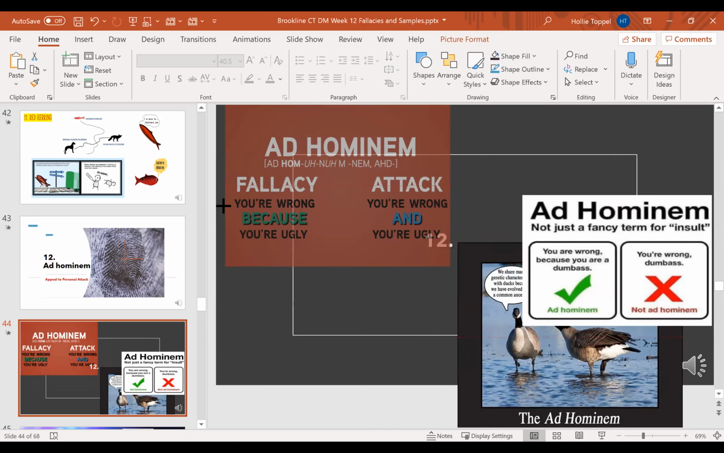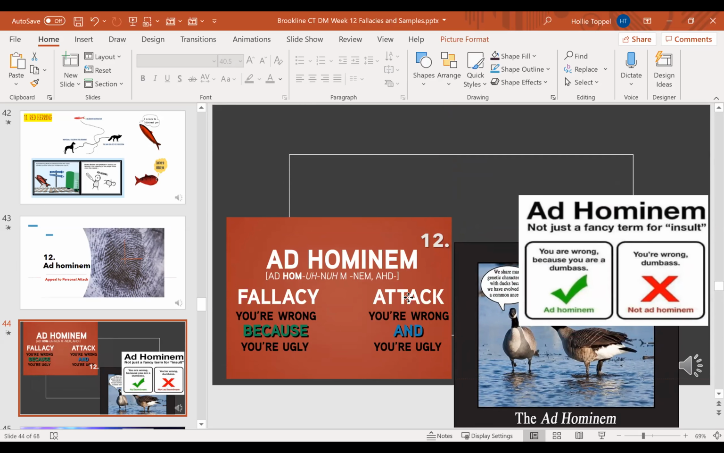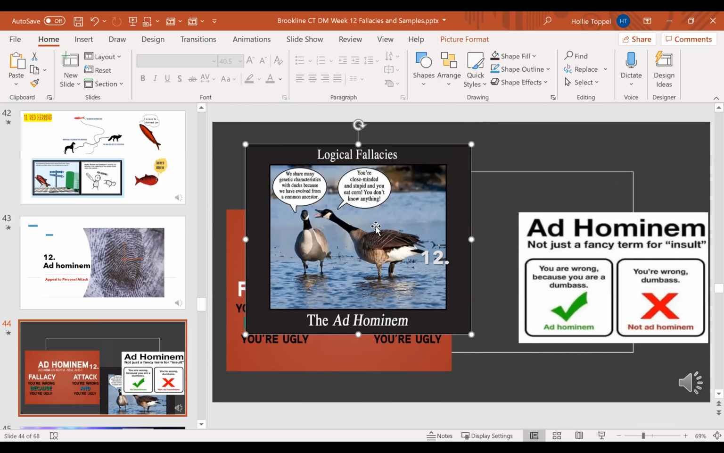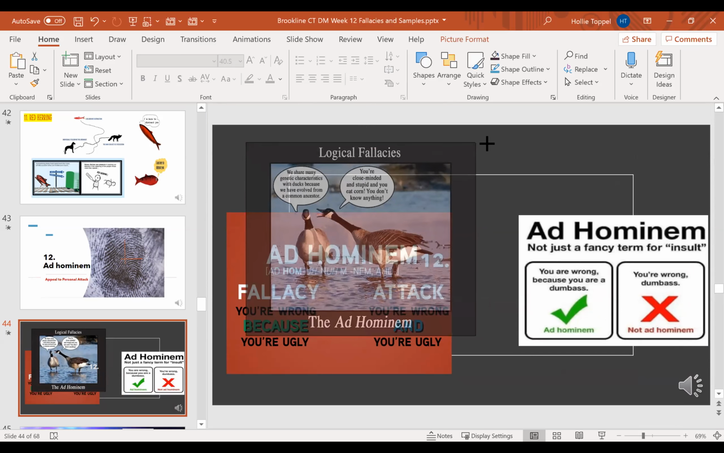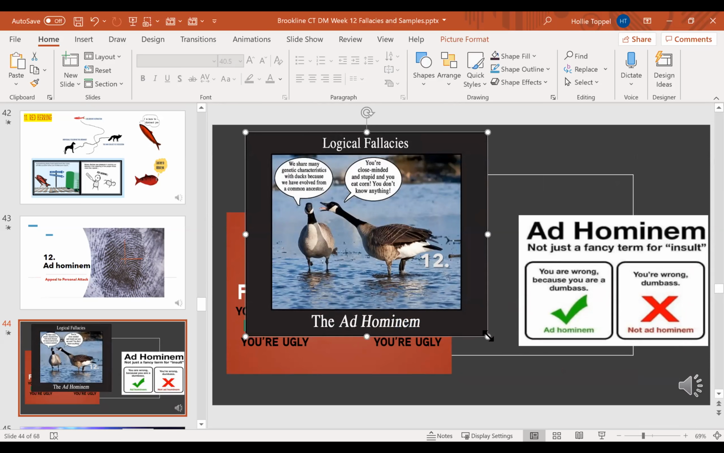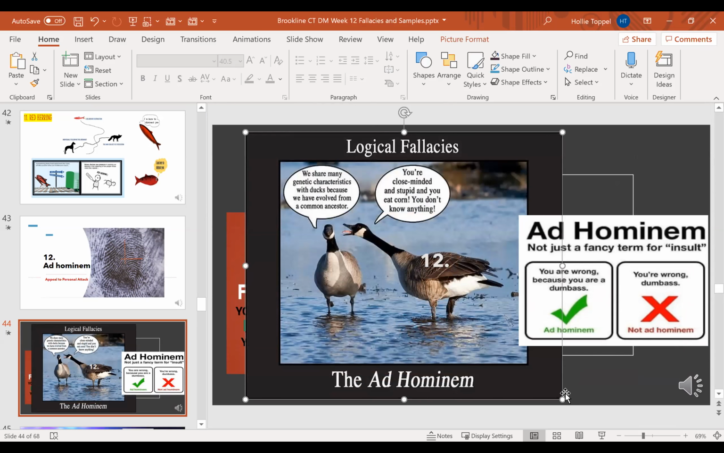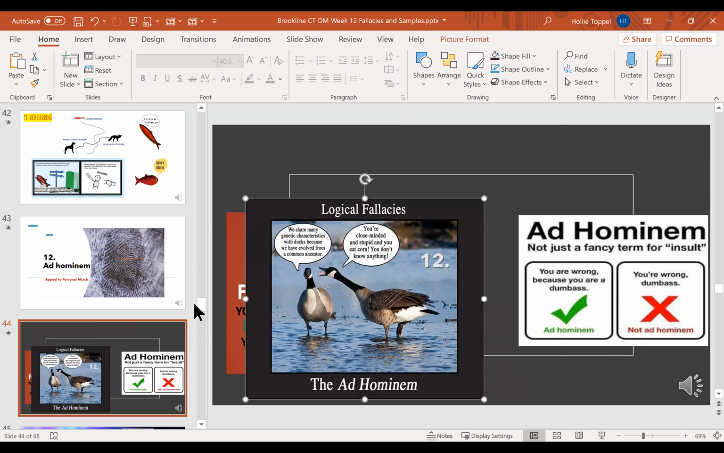And this is another attack. You're wrong and you're ugly. So those are, and here's one. This is with black and white, black geese are arguing. Okay, we're going to make this a little bit bigger. "We share genetic characteristics with ducks because we evolved from a common ancestor." And this one is saying, "Your closed mind is stupid and you eat corn. You don't know anything." So they're not talking about facts. So see if you can remember the geese.